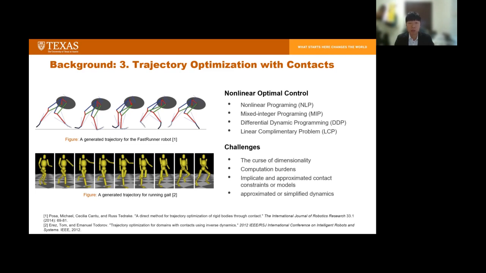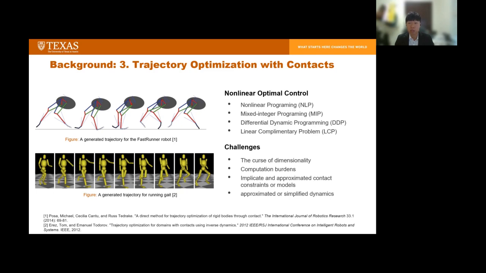According to recent publications, many research groups are utilizing nonlinear programming, mixed integer programming, and differential dynamic programming. As you know, it takes a tremendous amount of time to solve a large-scale nonlinear optimal control problem, especially for a humanoid robot. To speed up the computation time, we use many approximations and simplification methods.